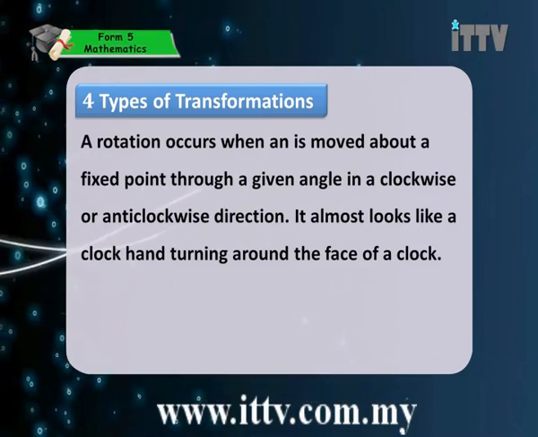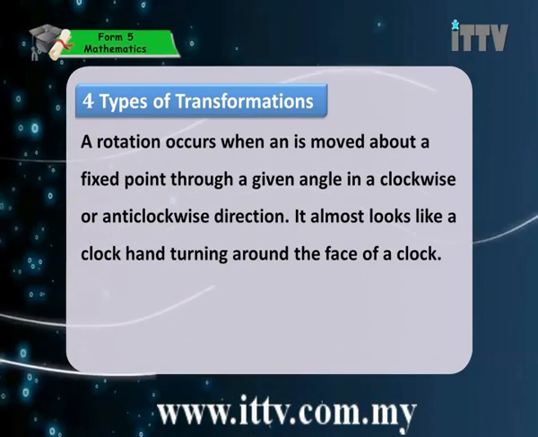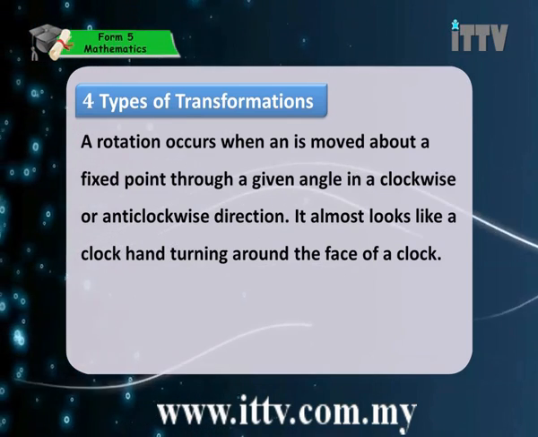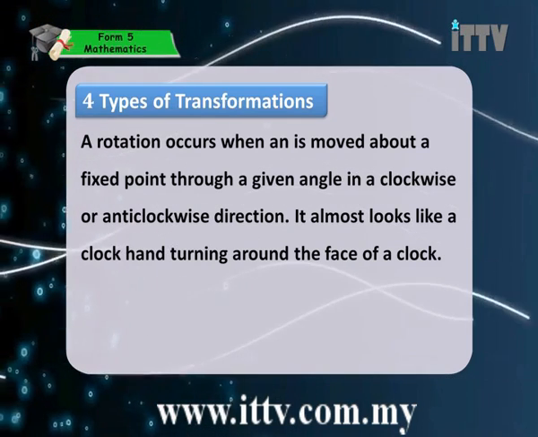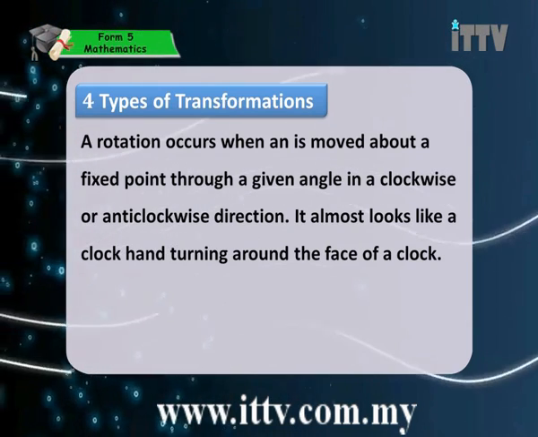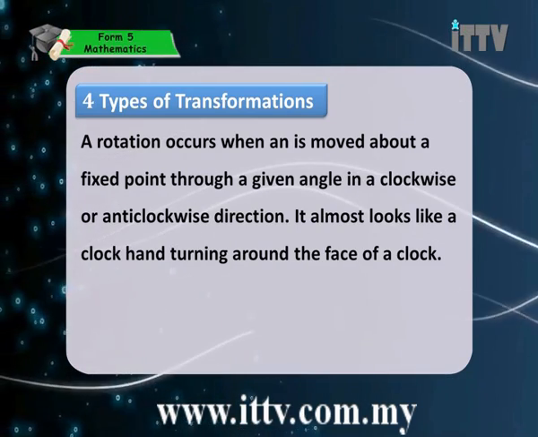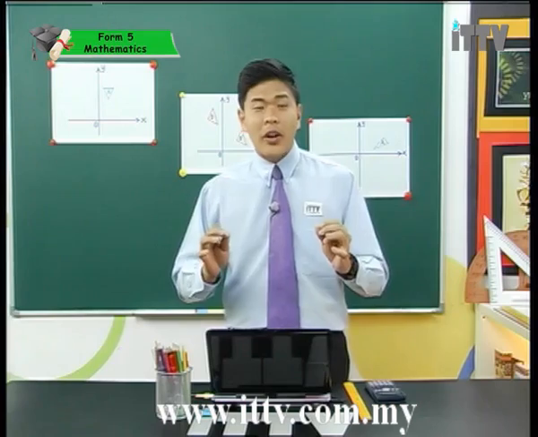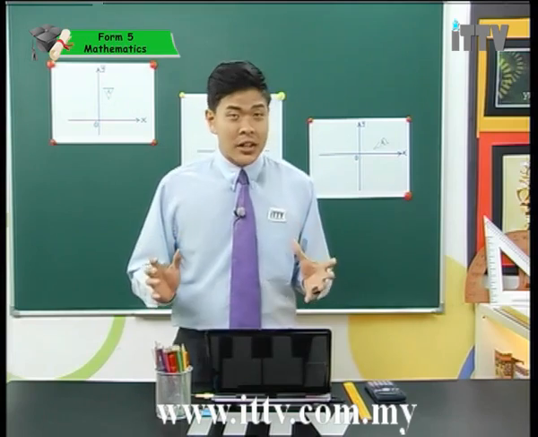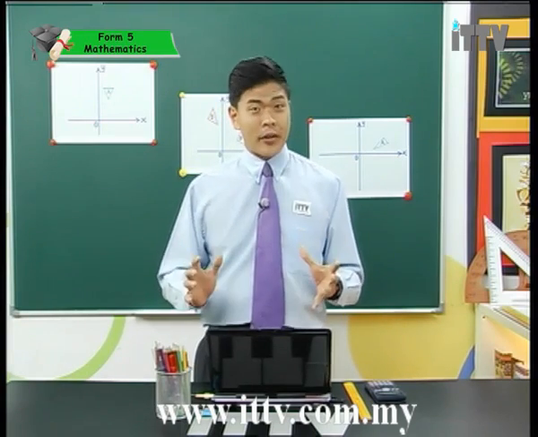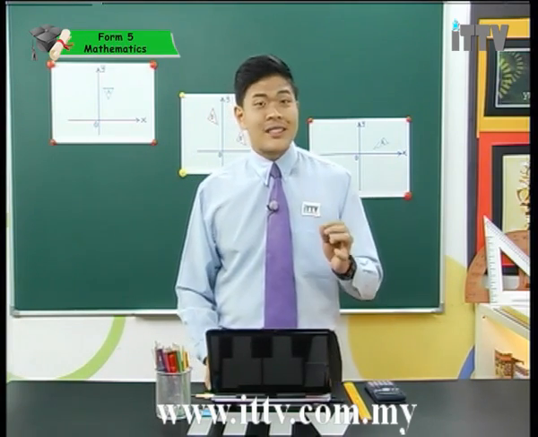A rotation occurs when an object is moved about a fixed point through a given angle in a clockwise or anti-clockwise direction. It almost looks like a clock hand turning around the face of a clock. So just remember, when rotation is involved, imagine the clock hand moving from a fixed point, which is the center of the clock.